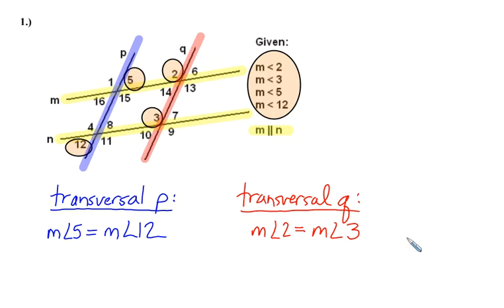Those are the only 2 legitimate equations we can form using some combination of angles 2, 3, 5, and 12 in this specific picture. This would be all we would look for if it were a problem just like this on a quiz, assignment, or test. Specify the transversal and indicate the equation. Let's move to our second example.